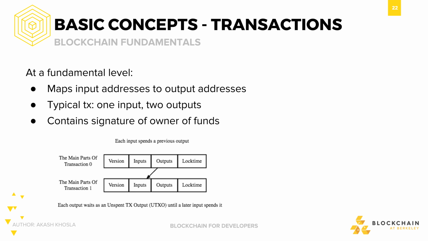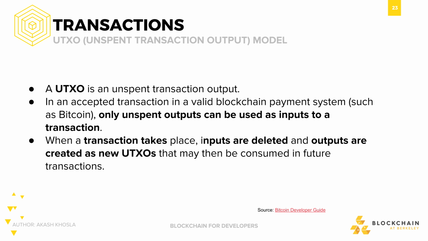And this is an interesting design decision, but let's go back to transactions at a fundamental level. Transactions map input addresses to output addresses. In a typical transaction, there's one input, two outputs, and it contains the signature of the owner of the funds. So what does it mean to have one input and two outputs? How are we taking one input and turning it into two outputs? Why is that? So we have something called a UTXO, an unspent transaction output.